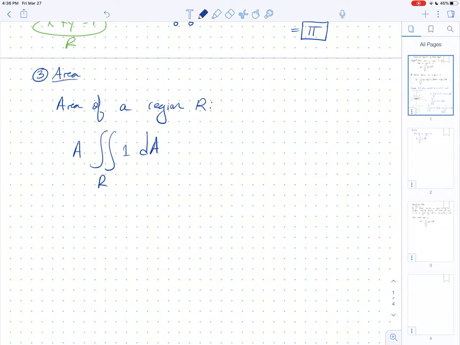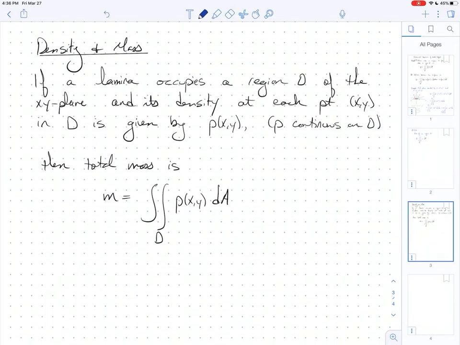In this video, we're going to look at another fun application to density and mass. So let's go ahead. I'm going to jump down to this, and then I can move everything around later on. If you have a lamina, lamina just means thin sheet. So this sheet is very thin, and it occupies a region D of the xy plane, and its density at each point is given by some function of two variables. So my density is given by rho of xy. I do want to assume that rho is continuous on D.